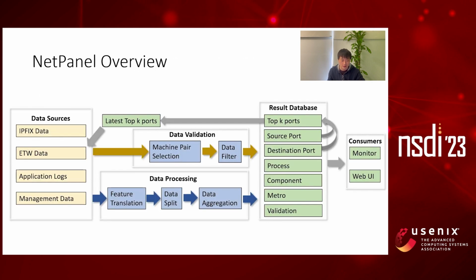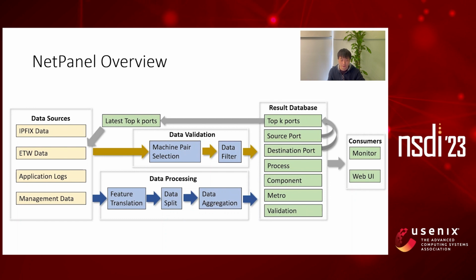Now, let's talk about the design of NetPanel. NetPanel consists of two pipelines, one for data processing. The other is a built-in data validation pipeline. It takes three measurement inputs. IPFIX data are collected by core routers, which sample the traffic flows according to 5 tuples. Event Tracing for Windows is a Windows system event collector. We can use it to get network events and keep the process information for network traffic.